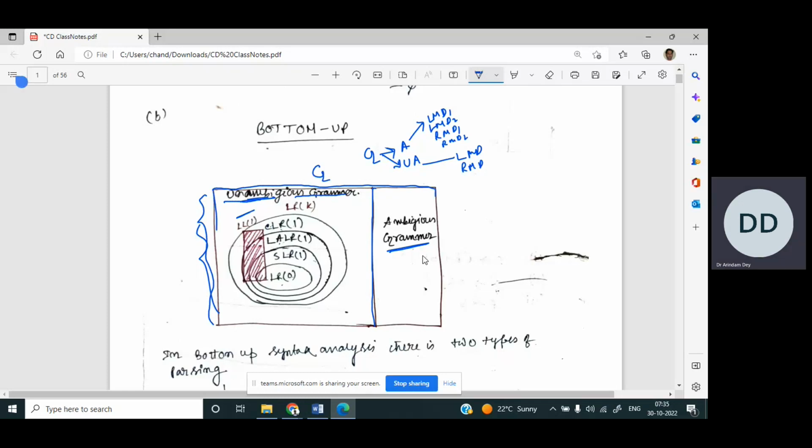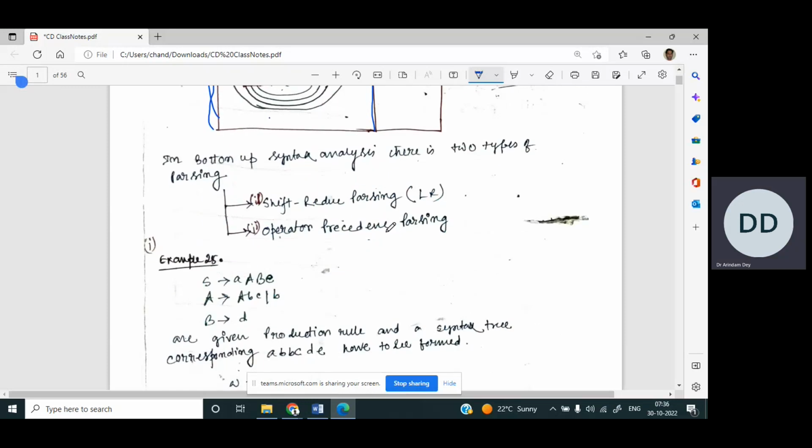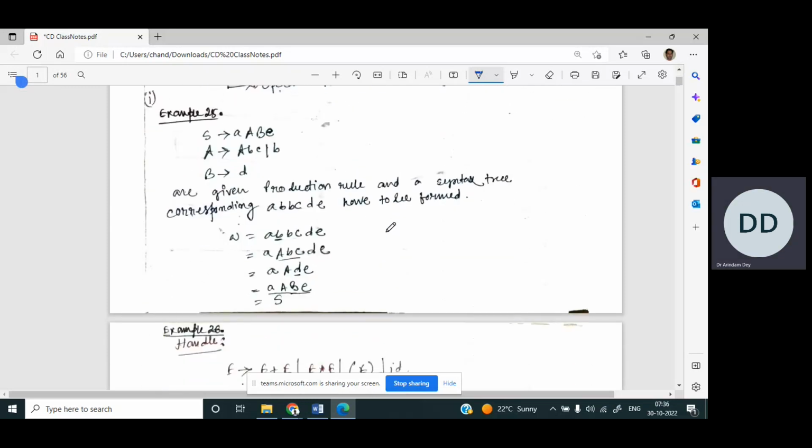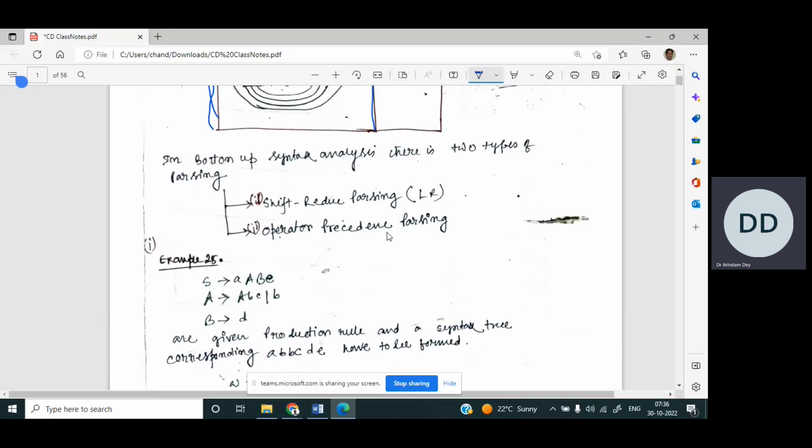Okay, fine. The architecture or the design that I have given here, I hope you can understand, the same thing I have said here. Okay. Now here also I have written that in bottom-up parsing, two categories are there. One is called shift reduce parsing, another is called operator precedence parsing.